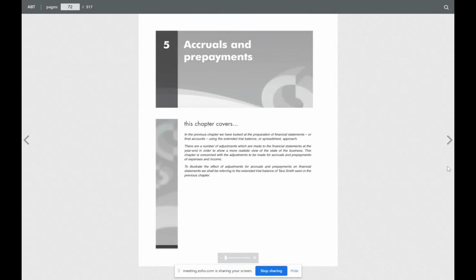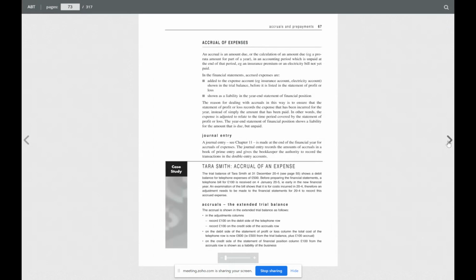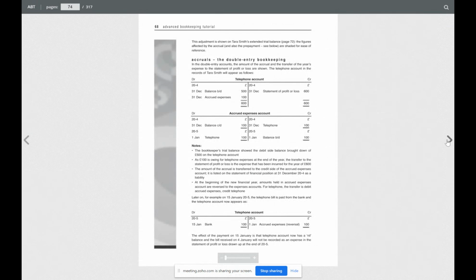So this is our chapter, and you see that we have covered the whole chapter in this journal entry, which is given in chapter 11 for some reason, but I have explained it here because it's very much related to this. This book is a little bit like here and there things are there. Okay, so in this place, the telephone and accrued expense has been shown. So you see that in this only the accrued expense at the end is given, nothing else is there.